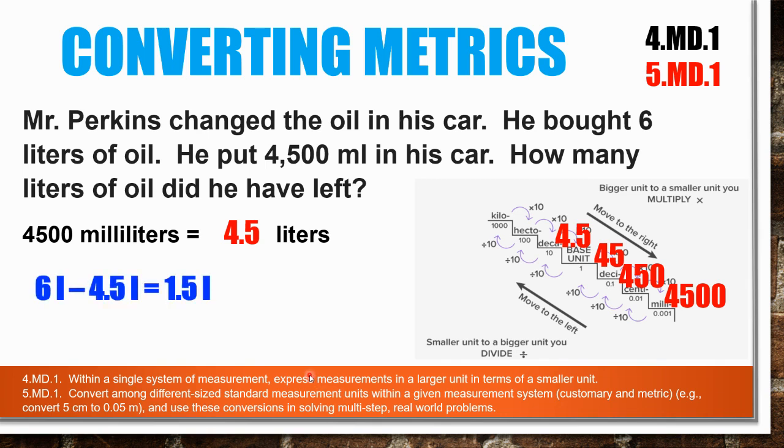Again, what's the 6 liters minus 4 5/10 liters equals 1 5/10 liters. We established that we are trying to find out how many liters he had left. 1 5/10 liters, or 1.5 liters, is what he had left.